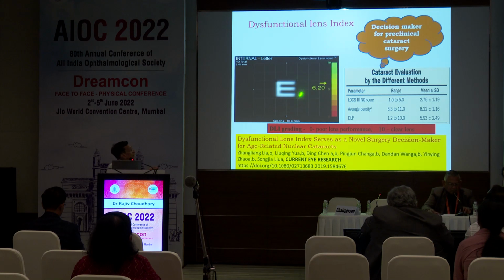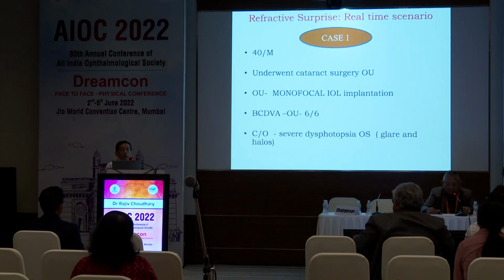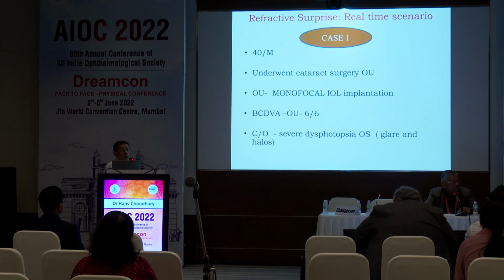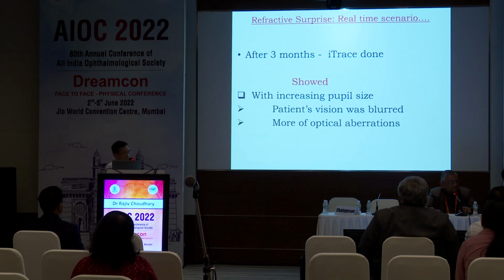You can see that there is a patient whose vision is 6/6 but the quality of vision is like this. So you can detect this with DLI, and you can select and advise, and you can find the reason. This is one of the refractive surprises we have: a 40-year-old patient with monofocal lenses, both eyes vision 6/6, and he has severe dysphotopsia.